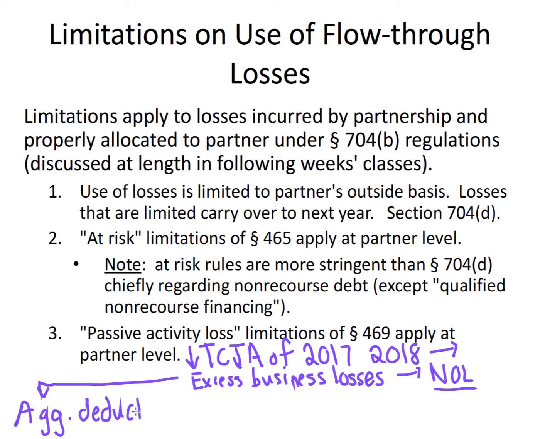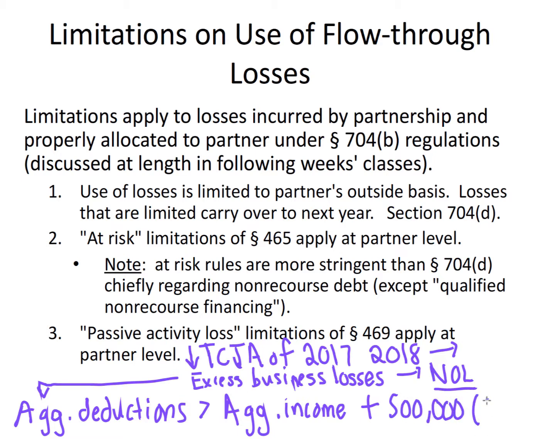deductions when they exceed the aggregate income from the business entity, plus $500,000 if you're married filing joint, or $250,000 for all other taxpayers. So really what this is doing is saying you can deduct the amount of deductions up to aggregate income plus $500,000 if you're married filing joint, or $250,000 if you're married filing separate.